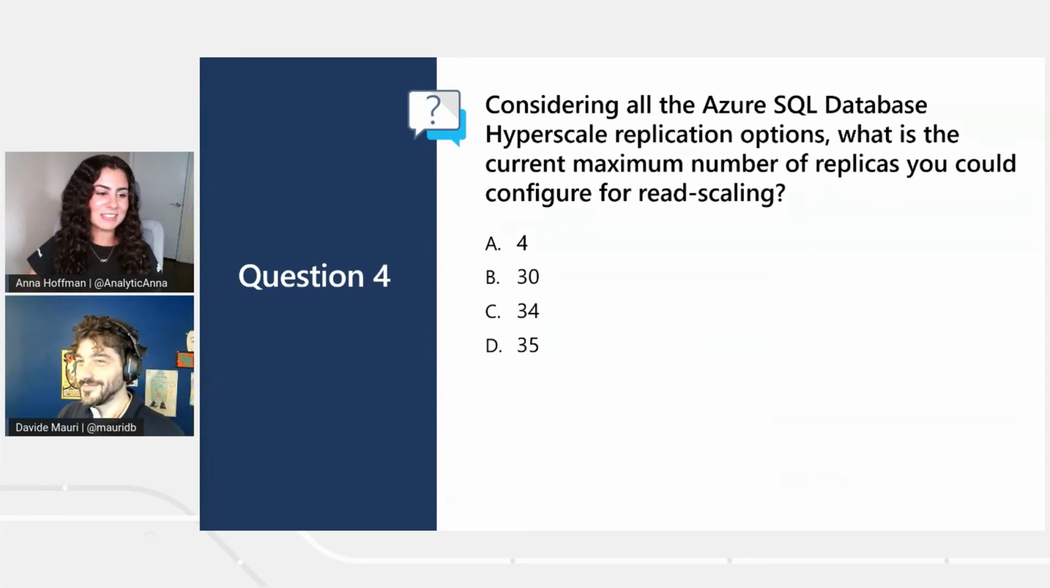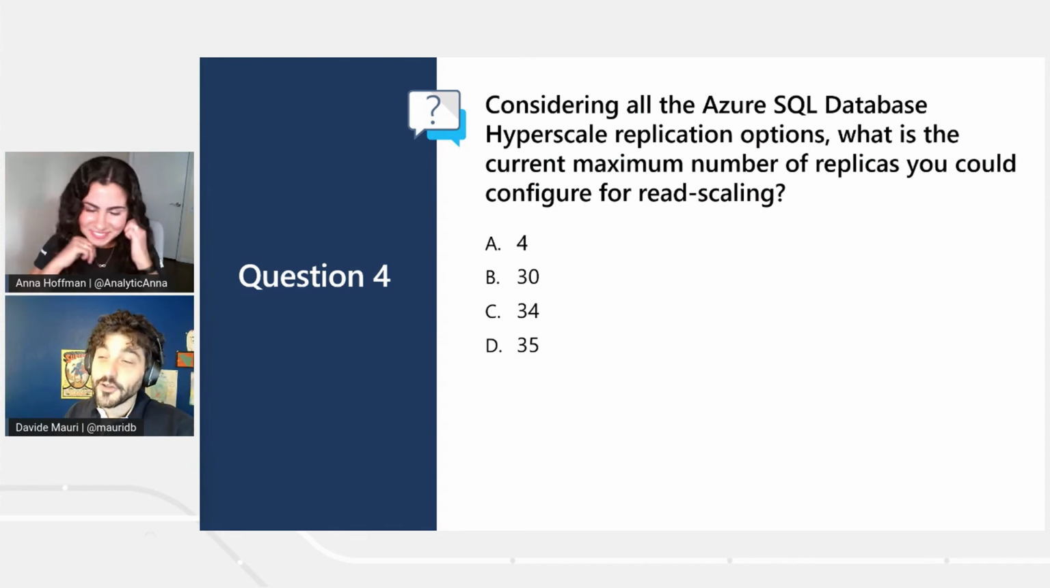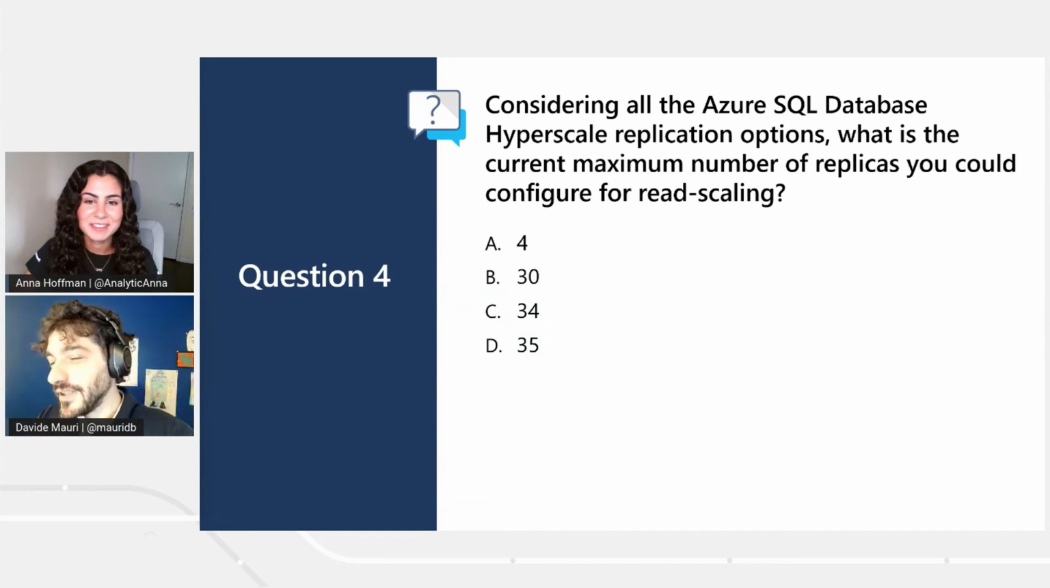So Davide, since there's a few, let's go ahead and start listing through these as people answer the question. Yeah, so 4 is actually the number of HA replicas, high availability replicas, we provide in Hyperscale that can be used also for simpler read scale out needs. But definitely then we have named replicas that you can go up to 30. So I would say C seems to be the correct one because it's 30 plus 4, it's 45. But you mentioned that GeoDR is actually another replica, right?